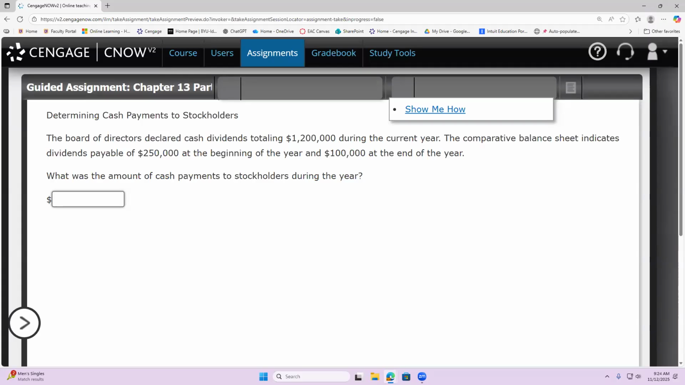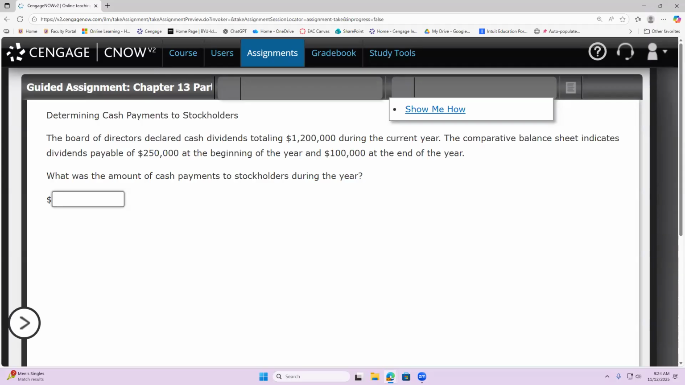here's how I would approach it. I would just make a T account for dividends payable. And be like, okay, so you told me that it had dividends payable of $250,000 at the beginning of the year. Dividends payable is a liability, so its balance would be on the credit side, $250,000. There's the balance at the beginning of the year.